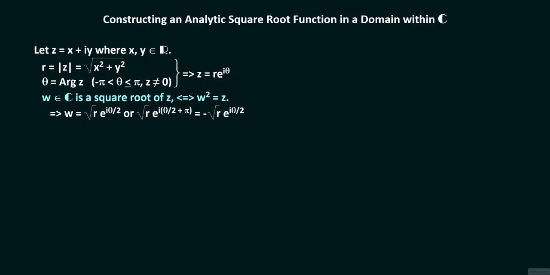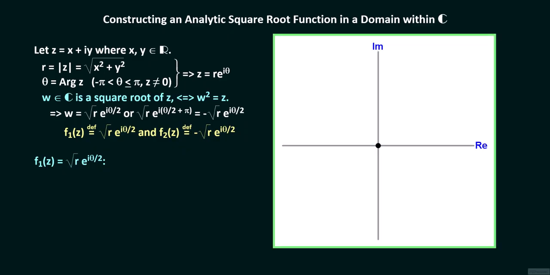We define the first square root function f sub 1 of z as the square root of r times e raised to the power i times theta over 2, and the other square root function f sub 2 of z as minus the square root of r times e raised to the power i times theta over 2. Since f sub 2 equals minus f sub 1, we will work mainly with f sub 1. We claim and prove that f sub 1 is discontinuous at negative real numbers and at 0.